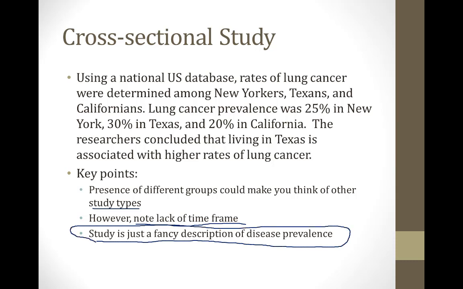They're just showing you disease prevalence, a snapshot in time in three different states: New York, Texas, and California. Now, because the rates are highest in Texas, they say that Texas is associated with higher rates of lung cancer. That's true, but they can't say anything about the risk of living in Texas for lung cancer or the odds ratio of living in Texas for lung cancer. That would require studying patients over time, as we'll see in other types of epidemiology studies.